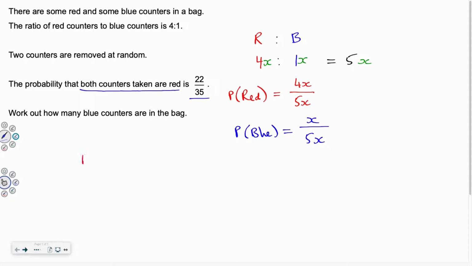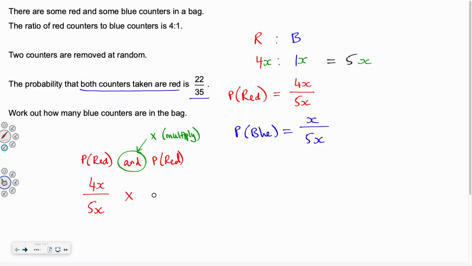So it says that both taken are red, and that's 22 out of 35. So the probability of red, and then we've got another probability of red. So we want the probability of red, and the other counter is the probability of red as well. So we've got 2 red counters. When we're dealing with the word and in probability, we multiply the probabilities together. So we've got an and here, we want a probability of a red and then another red, so we're going to multiply them together. So the probability of a red on the first go is 4x out of our total 5x. We're dealing with the word and, so we're going to multiply the probabilities together.